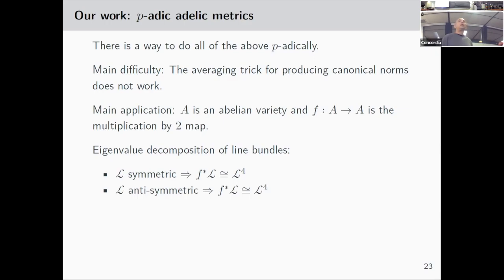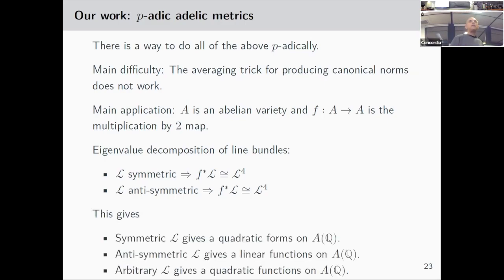And the plus one and minus one eigenvalues. This is not with respect to 2, it's actually with respect to x goes to negative x. And so if it's symmetric, then it turns out that pulling back by 2 gives you the 4th power. But if it's antisymmetric, it only gives the 2nd power. Sorry, I should fix that. This is 2, not 1, not 4. Sorry.